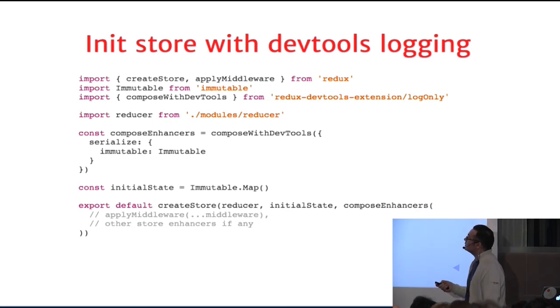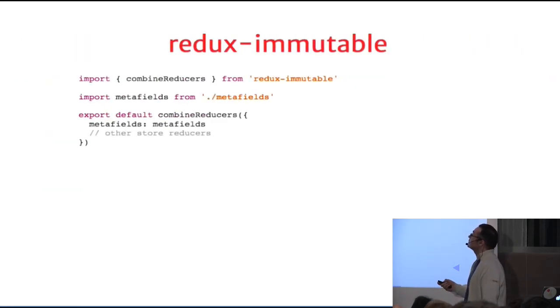One important note, if you follow my recommendation to use Immutable.js, you need to add this part, serialize immutable as immutable, to make Redux DevTools work properly with your immutable state. And to combine reducers in an immutable way, you need to use Redux Immutable. So the combineReducers function is replaced from the original Redux by Redux Immutable.